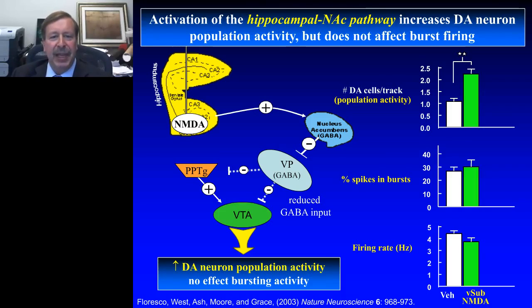Now, the ventral hippocampus doesn't project directly to the dopaminergic neurons, but does so through a circuitous route involving the accumbens and ventral pallidum. And in fact, if we block this glutamatergic hippocampus to accumbens pathway by infusing the glutamate blocker kynurenic acid into the ventral hippocampus, we prevent all of the effects of ventral hippocampal activation.